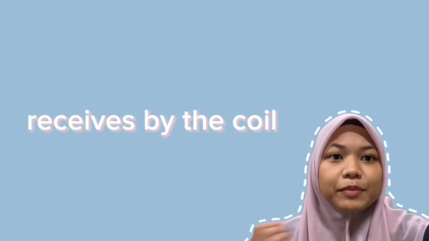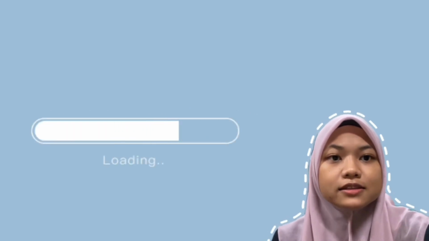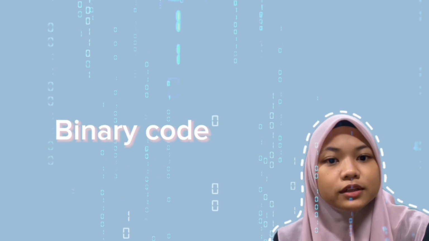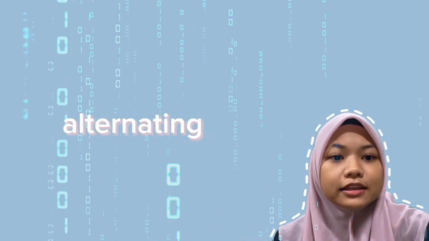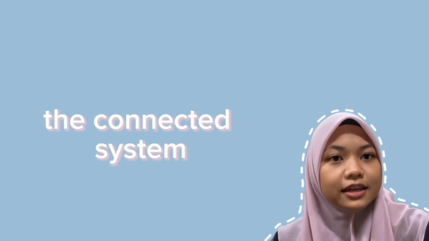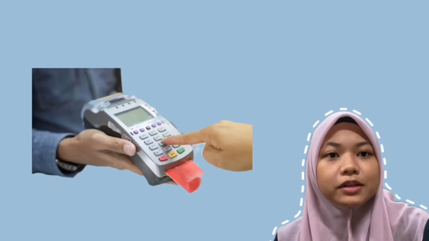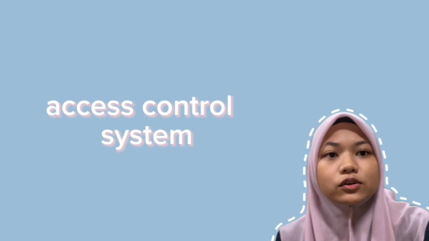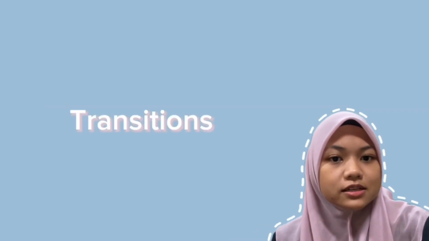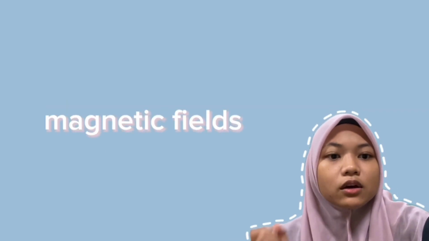The current received by the pickup coil goes through signal amplification and is translated into binary code, which is done by alternating magnetic fields so that the signal can be used by the connected system such as a payment terminal or access control system. The transitions between the magnetic fields commonly represent binary zeros and ones.